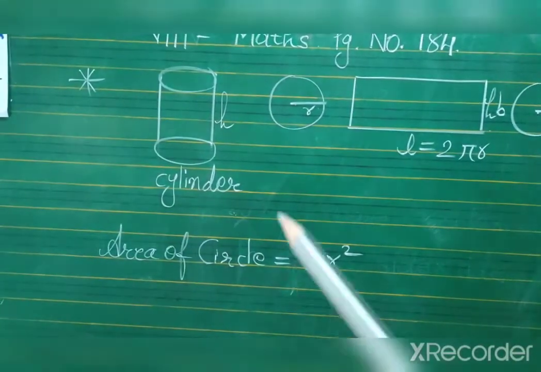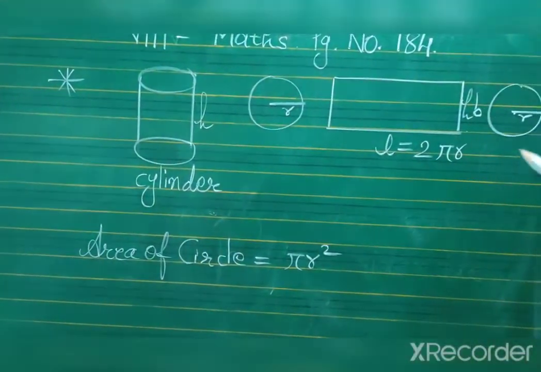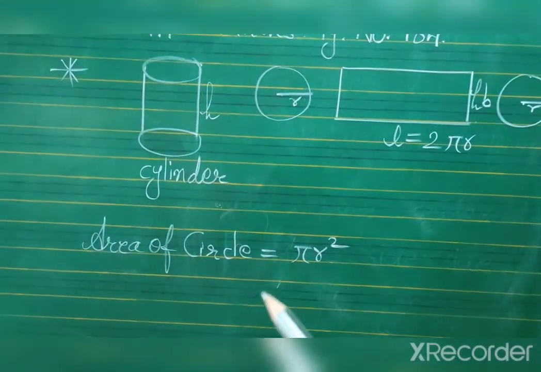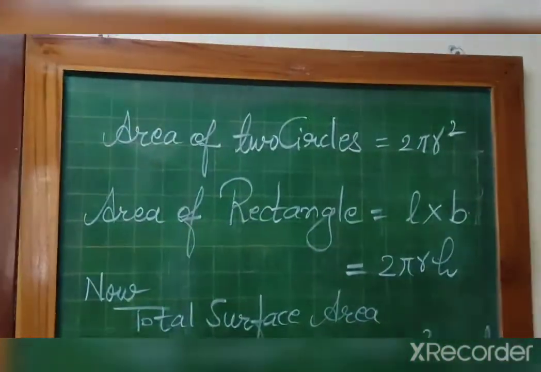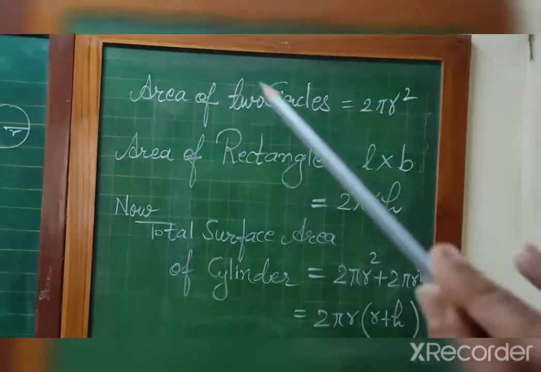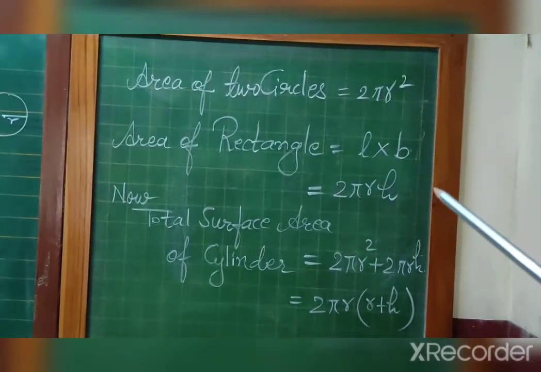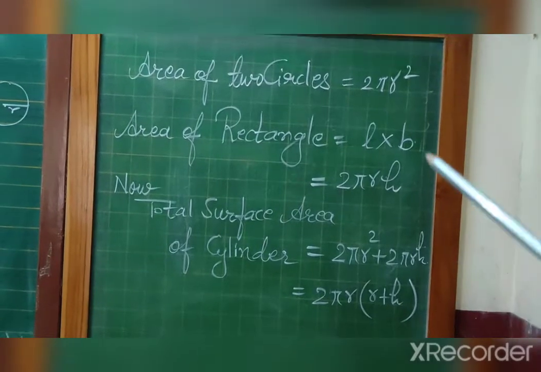Okay, and two circles are there with radius r. So the area of one circle is pi r square. So the area of two circles will be 2 pi r square. Area of rectangle is length into breadth. Length is 2 pi r, breadth is h.